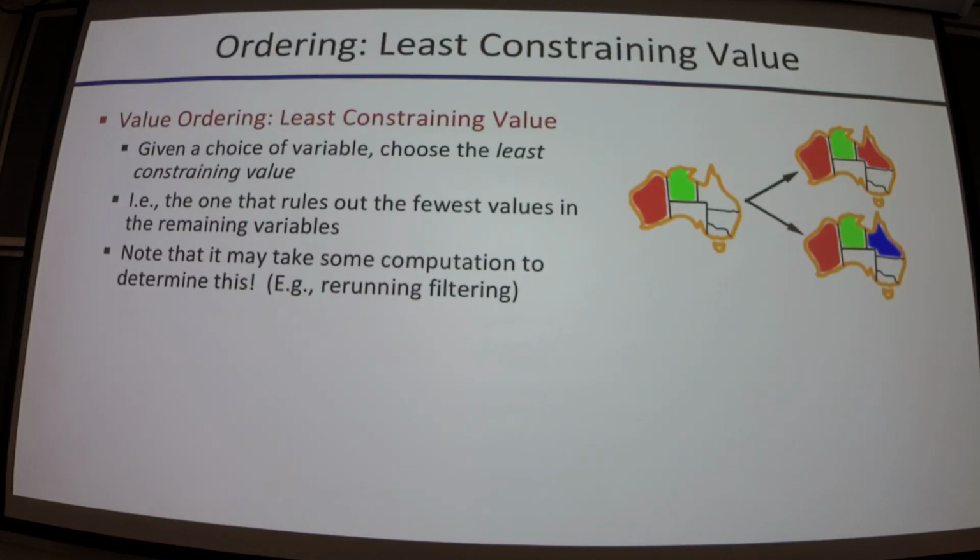Okay, we're going to take the opposite approach when we assign our values from the domain. So this is value ordering. We call it least constraining value. Given a choice of a variable, we're going to choose the least constraining value. Again, we've already picked the variable we're assigning, the hardest one. Now we're going to pick from the domain the one that rules out the fewest values in the remaining variables. Why would we want to take the opposite approach here? Intuition, yes. It leaves as many options available for the future.